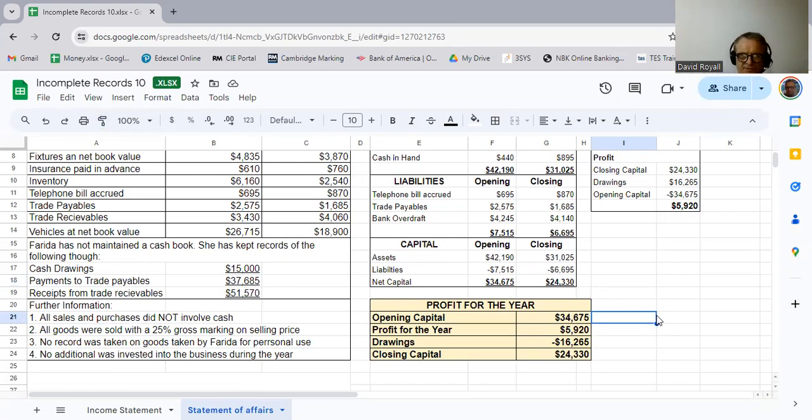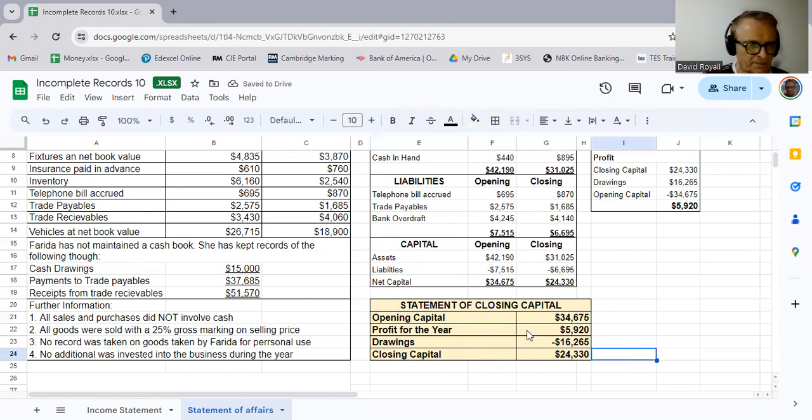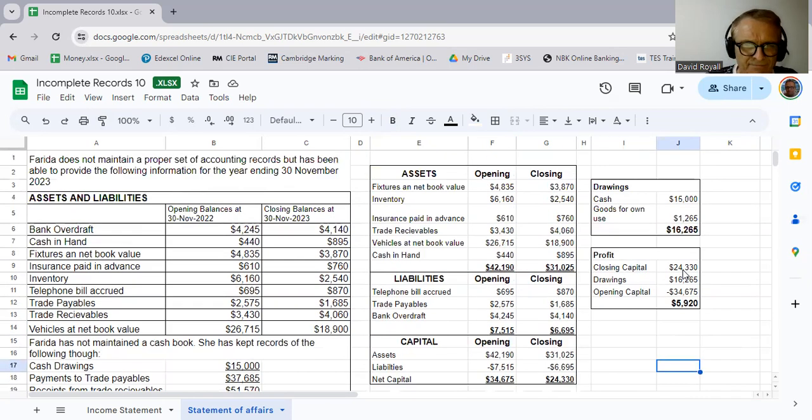So what about the profit for the year? Well, we start with the opening capital. Profit, 5,920, less the drawings, gives us closing capital. So let me at least correct that one, because that is actually a statement of closing capital. And there we have it. You've watched me fiddle around with the spreadsheet, make a few little alterations, and that is for your benefit to play around with.